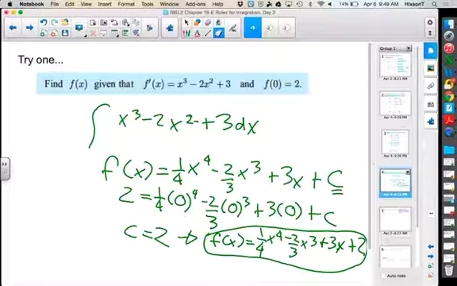You plug in 0, like these guys did. And when x is 0, your function equals 2. So they solved and they got c equal to 2. And then please don't forget to write your final answer. Your final function is 1/4 x to the 4th minus 2/3 x cubed plus 3x plus 2. Okay?